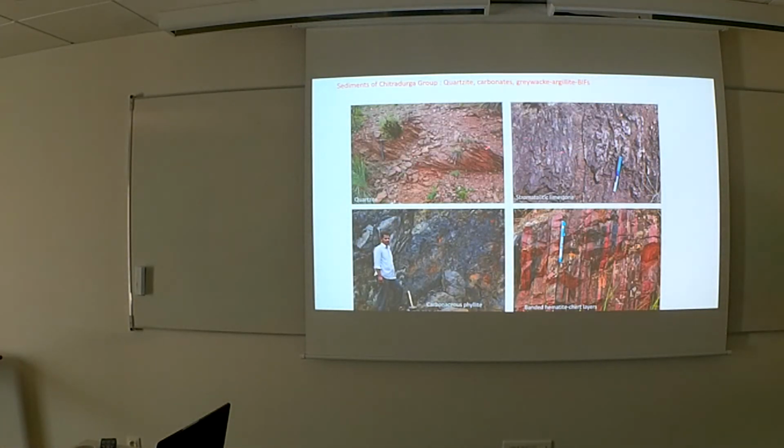And the rock types in the Chitradurga: we have the quartzites, which are completely weathered, and we have the stromatolitic carbonates, followed by the argillite, greywacke-argillite sequences. These are the carbonaceous phyllites, and we have the banded hematite chert layers. This is at a slightly higher level in specific regions where these hematite layers precipitate. Probably this is related to the redox conditions. Stratigraphically this is considered younger.